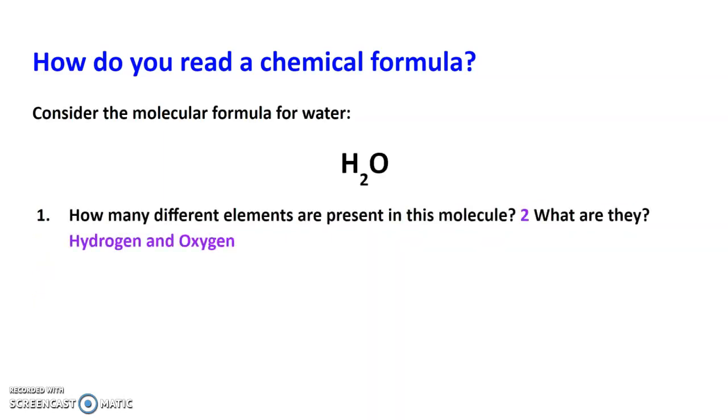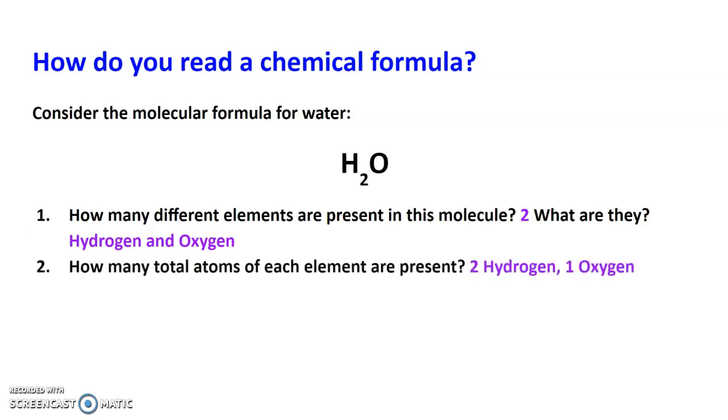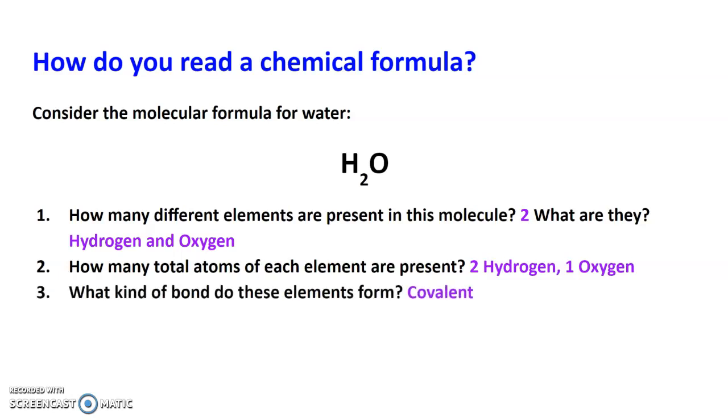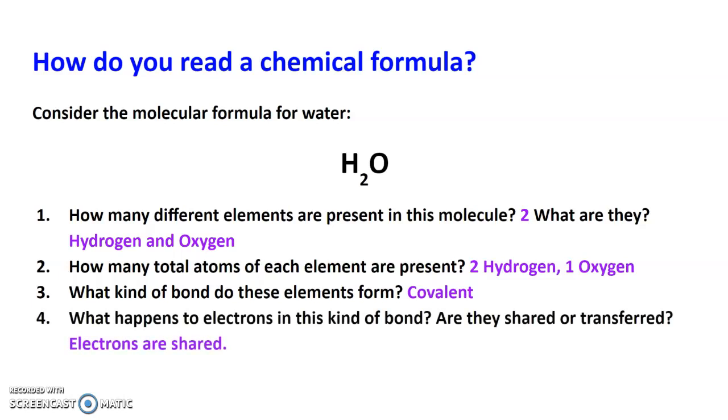All right, so in this molecule, there are 2 different elements, and the elements are hydrogen and oxygen. There are 2 hydrogen because it says H2, and that little 2 goes with the letter before it, and there's 1 oxygen. Both of these are nonmetals, and so they're going to form a covalent bond. In a covalent bond, the electrons are shared.